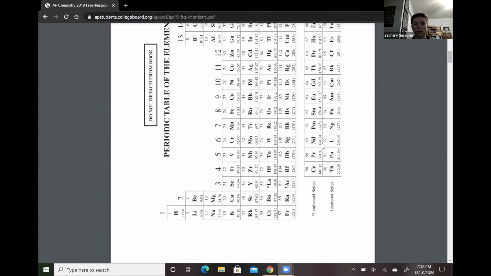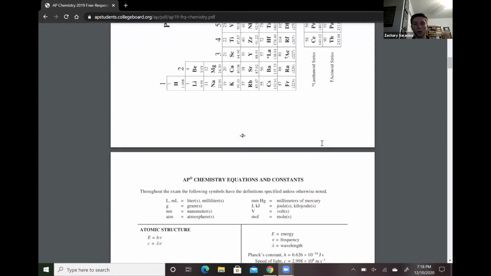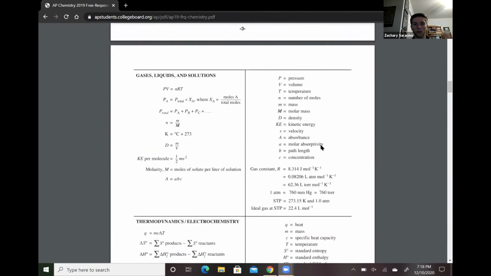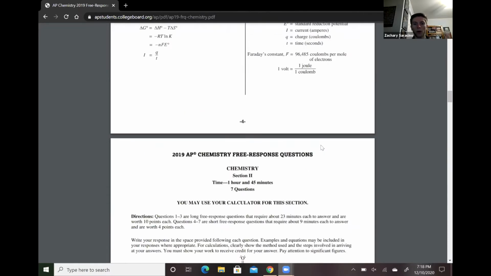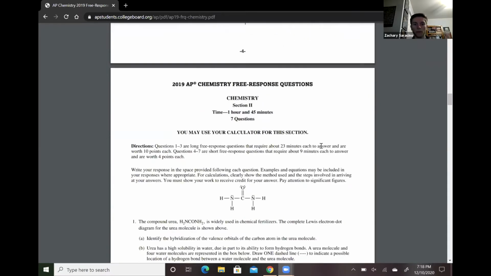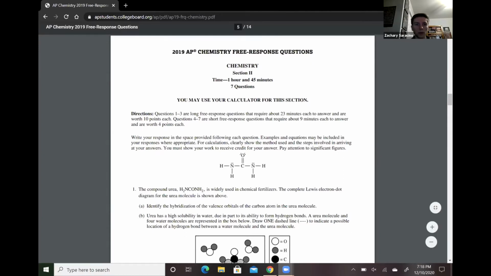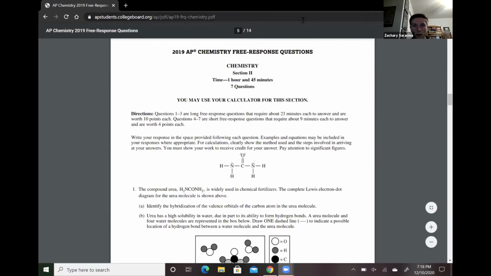So we've got your periodic table of elements that they give you, your double-sided equation sheet. And here we go. Okay, question number 1. So the compound urea, H2NCONH2, is widely used in chemical fertilizers. The complete Lewis electron dot diagram for the urea molecule is shown below. So part A, identify the hybridization of the valence orbitals of the carbon atom in the urea molecule. Okay, so let me turn my camera off just so I can draw.